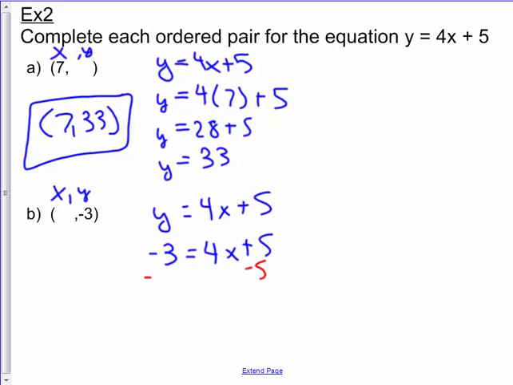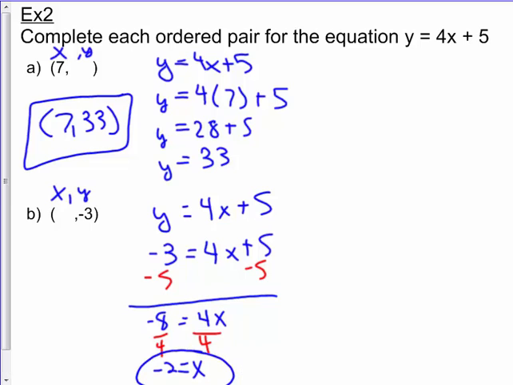From here I solve it. Subtract 5, I get negative 8 equals 4x. And then I divide by 4, divide by 4. Whatever I do to one side, I do to the other. So I get x equals negative 2. So my solution would be negative 2, comma, negative 3.